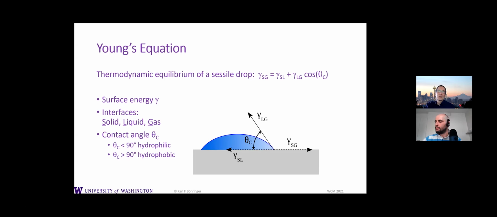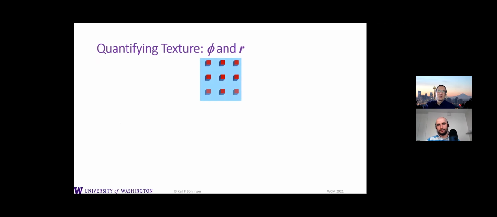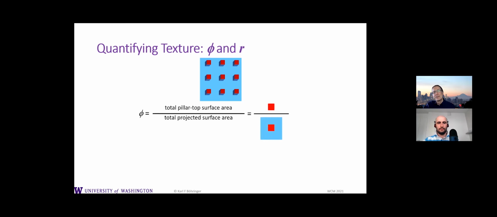This angle can be calculated as a function of surface energies given by these parameters gamma for solid-gas, solid-liquid, and liquid-gas. Now, this equation holds primarily for flat surfaces, but you can actually extend this equation to rough surfaces as well. And that's what we're really interested in today. So here is an engineered rough surface where we basically describe the roughness with two parameters. It actually turns out that we need primarily the factor phi, which looks at the pillar top surface.